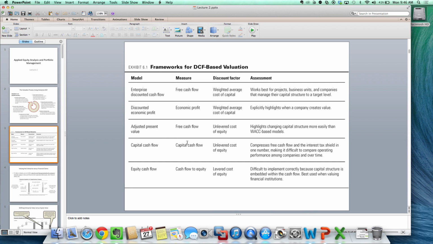So you just don't see the capital cash flow model used in the real world because it doesn't really tell you anything other than the overall value of the company. There's no real meaningful analysis that comes out of the capital cash flow model. The fifth model is called the equity cash flow model. That's what's used to value financial institutions.